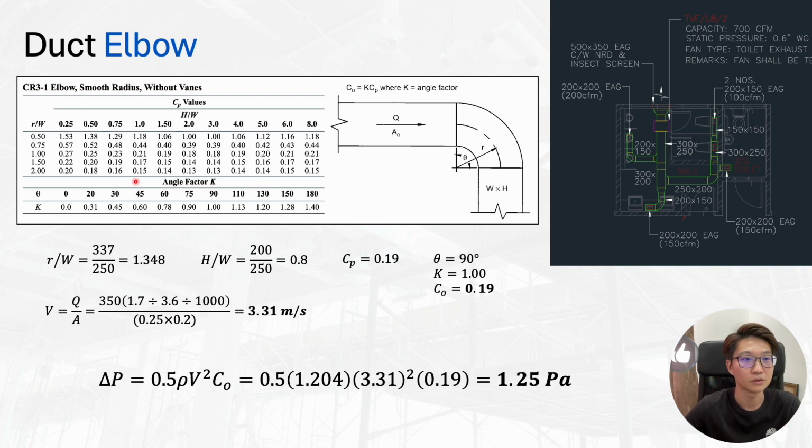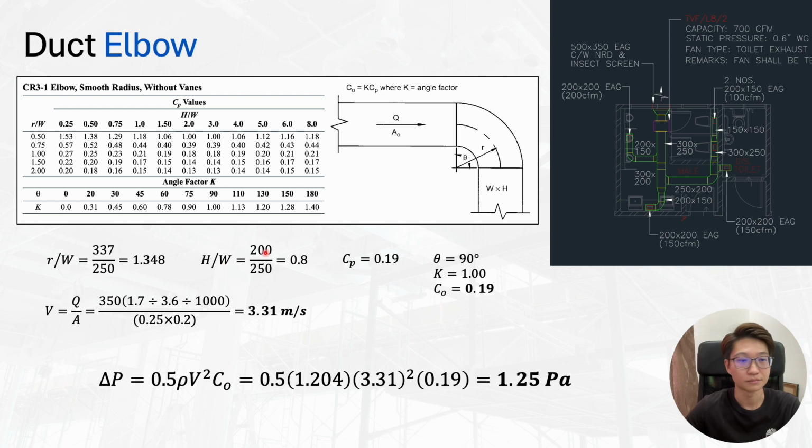So R over W. Again, I measure from AutoCAD. The radius I get is 337 mm. So I divide by the width. The width is this one, you see? This is the duct size, 250 times 200. So we get 1.3 something. Again, we don't have that, and this one is leaning more towards 1.5, so we just use 1.5.